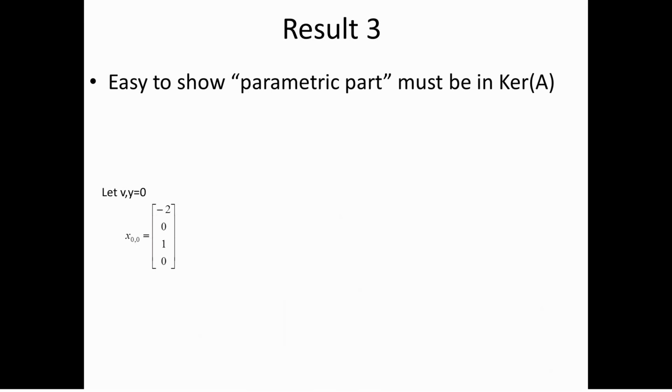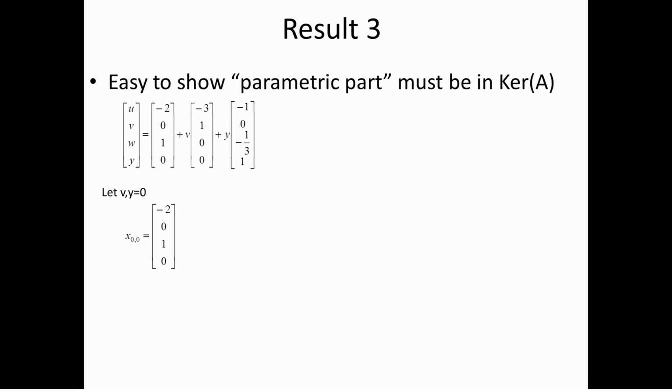Okay, what I want to show now is that the parametric part has to be in the kernel of A. And here's how I'm going to do it. I'm going to look at the solution. This is the form of the general solution, and I'm going to notice that this is a solution for every possible value of v and y. So let's let v and y be equal to 0. So x sub 0, 0 is a solution.